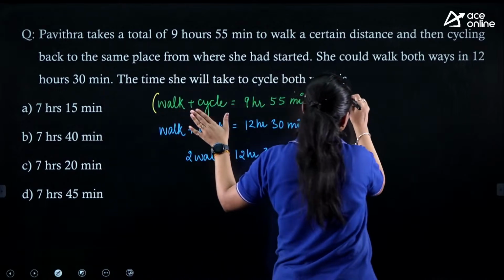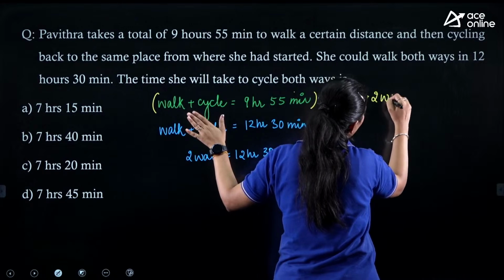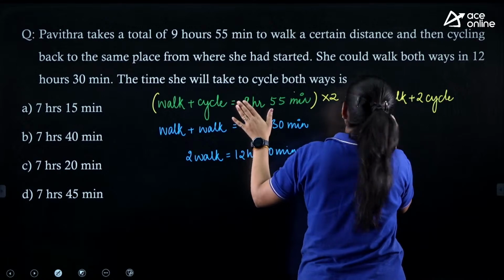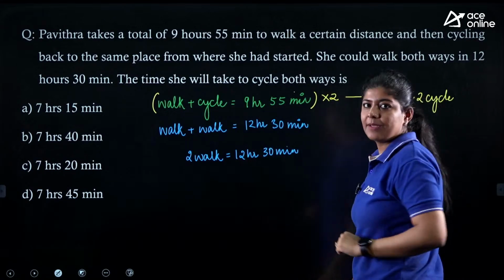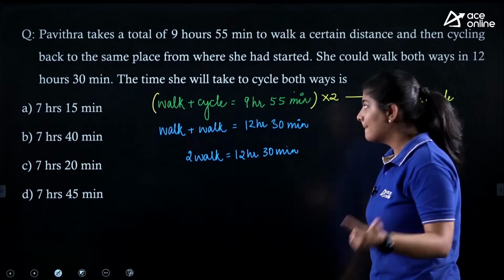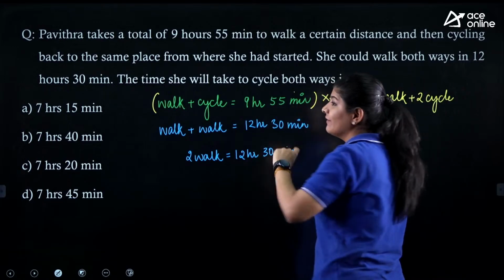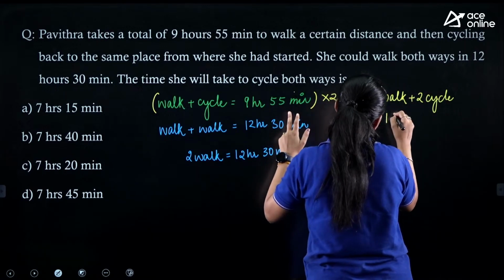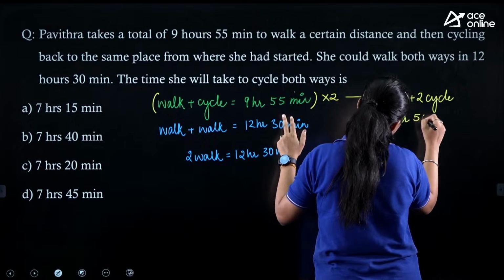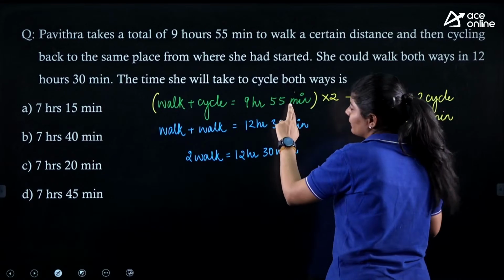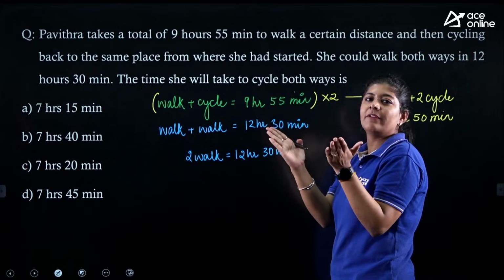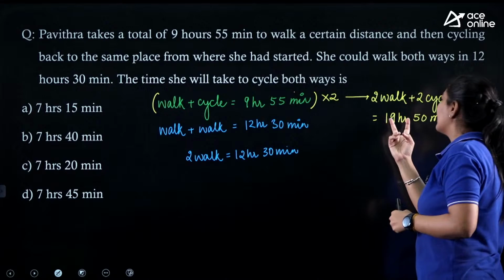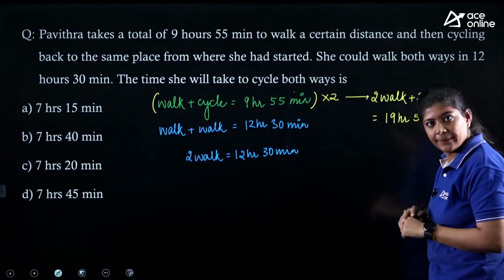As I multiply this equation by 2, I get twice of walk plus twice of cycling equals, now 9 into 2 is 18, but here we have 55 and we are talking in terms of time period. So here we will get 19 hours and 50 minutes. We transfer the 5 minutes over and make it 60, and 60 minutes is converted into 1 hour, and that's why we are getting 19 hours and 50 minutes here.